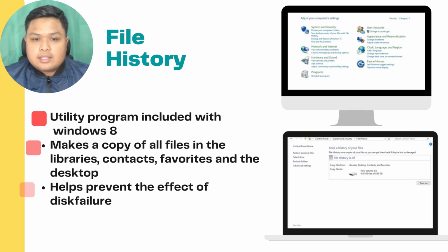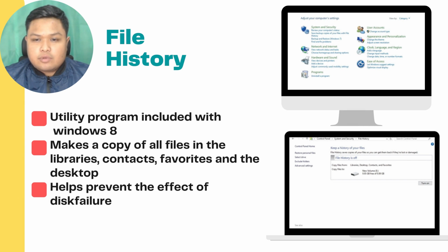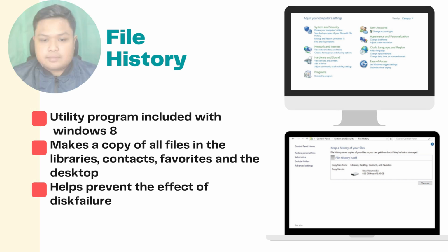Next is file history. File history is a utility program included with Windows 8. The function of file history is to make a copy of all files in the libraries, contacts, favorites, and the desktop. File history also helps prevent the effect of failure. So if your PC or hard disk has a problem, you don't worry because all your files already have a backup.